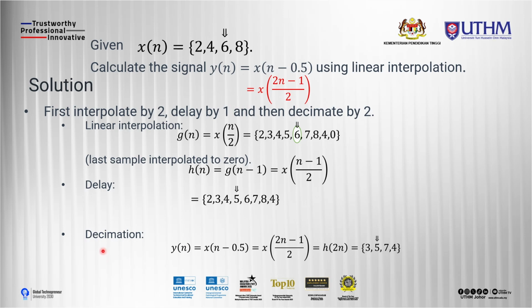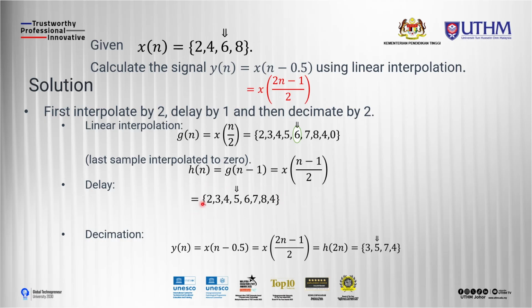Then lastly is the decimation. Decimation for x[n - 0.5], at the end there will be the 2n. Decimation is this part, 2n here. So 2n based on the latest numeric sequence.